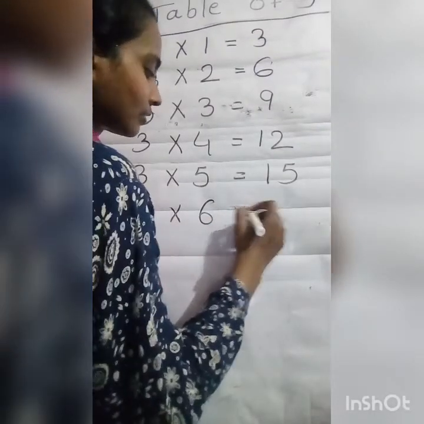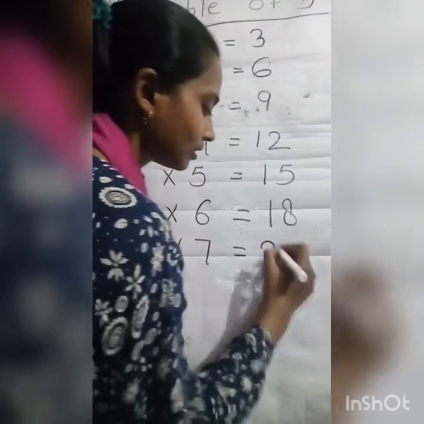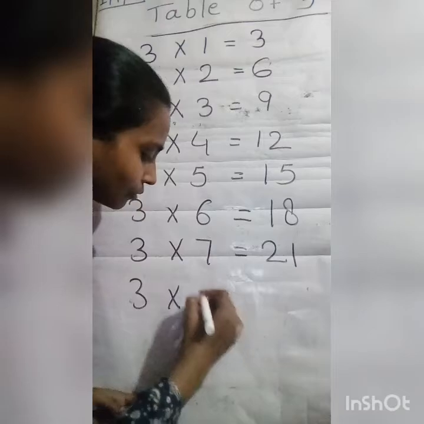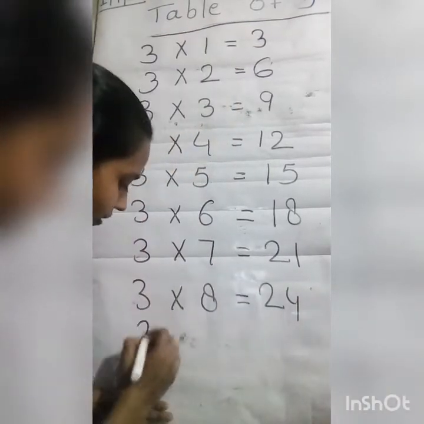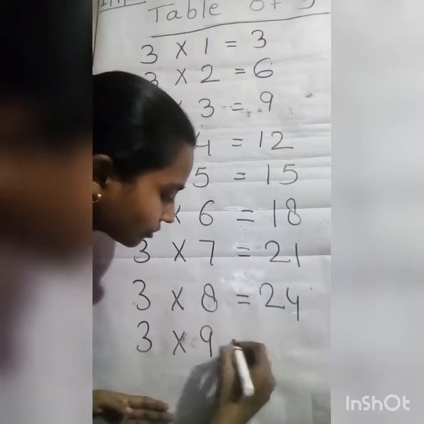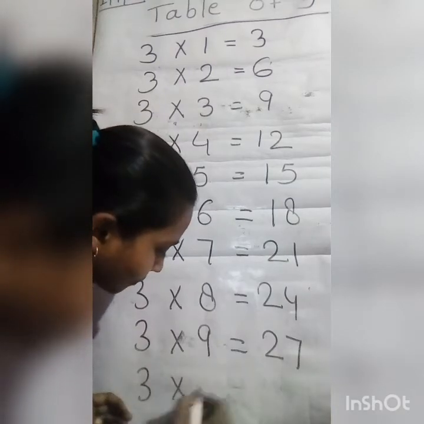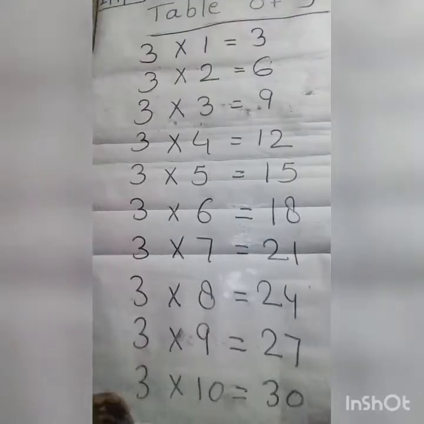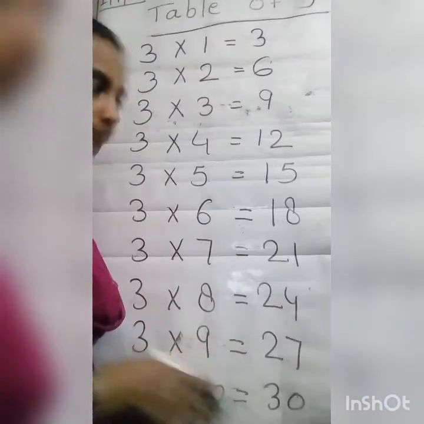3 into 6, 3 sixes are 18. 3 into 7, 3 sevens are 21. 3 into 8, 24. Then 3 into 9, 27. Then 3 into 10, 3 tens are 30. Right, children? Okay, repeat after me.